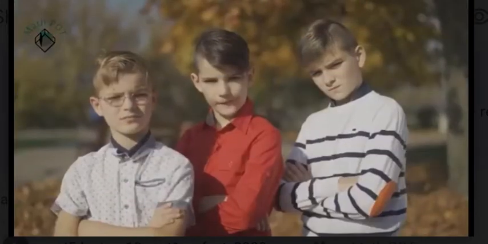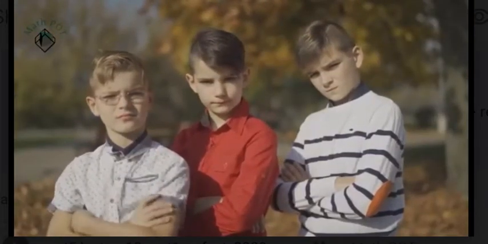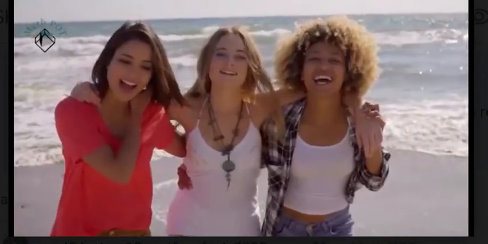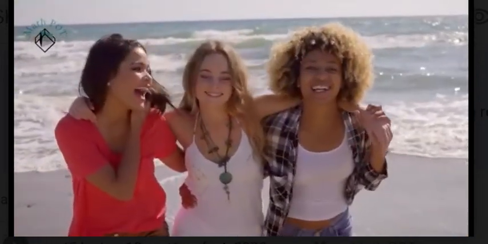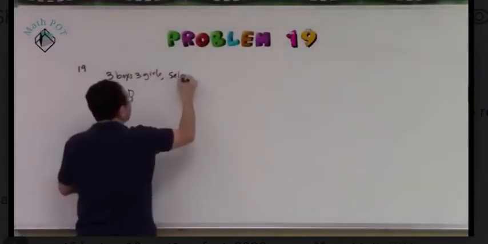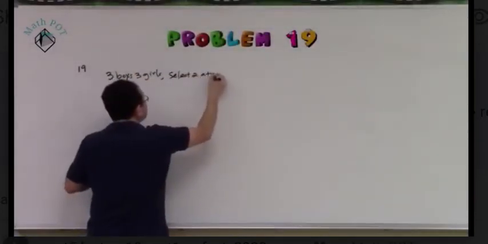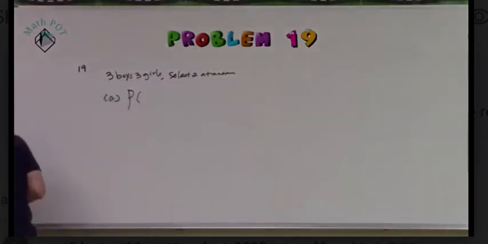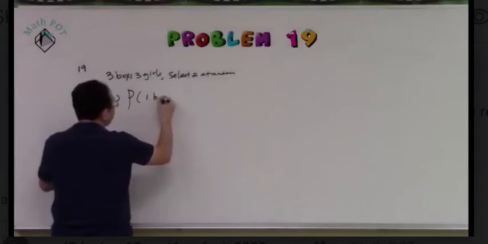So imagine we have 3 boys and 3 girls. Let's try to solve. So first one, what is the probability? We select 2 at random. So basically we select 2 at random. What is the probability of including 1 boy and 1 girl?